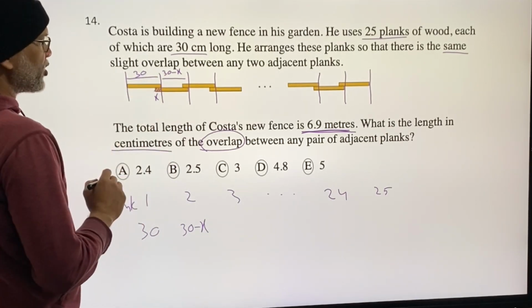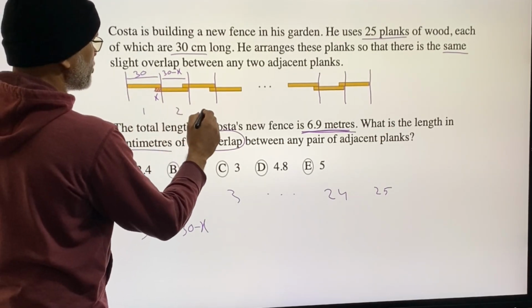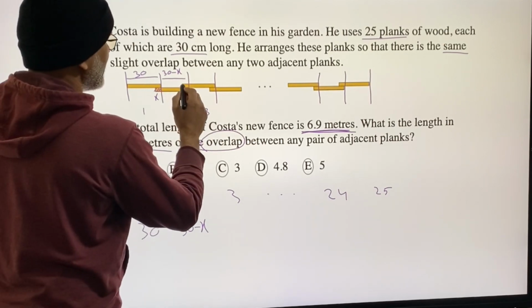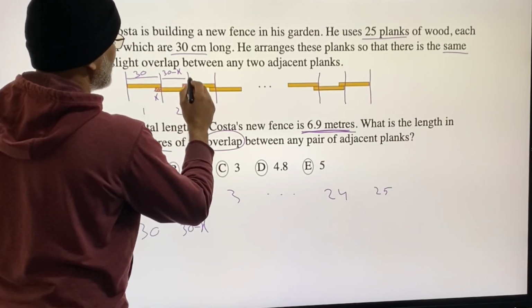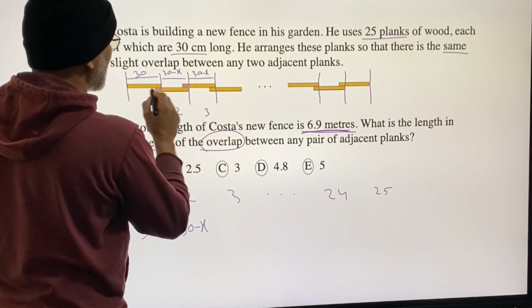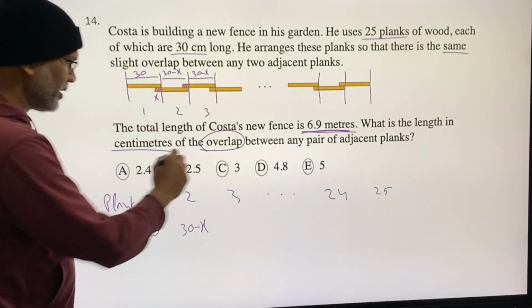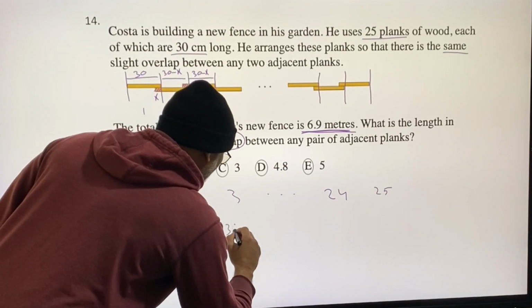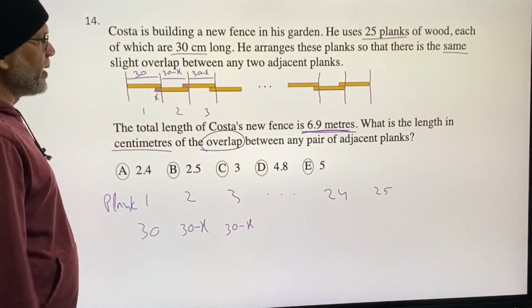How about plank 3? So this is plank 1, this is plank 2, this is plank 3. Again, I'm taking away this overlap, and what is remaining? This is 30 minus x, because the overlap amount is the same, right? So plank 3, I'm taking 30 minus x, okay?